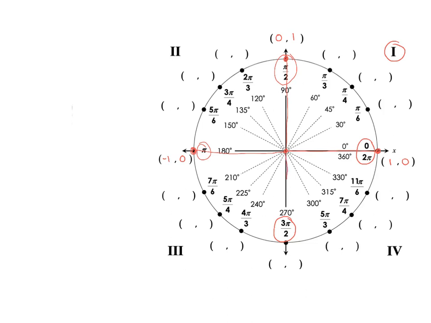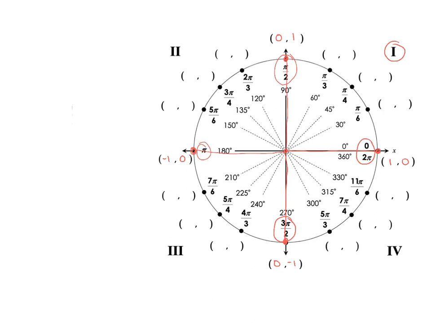3 pi over 2, same idea. We are a unit of 1 away. We've changed our y coordinate. That's going to be -1, but we have not gone left or right, so our x value is still 0. Okay, so we've got the quadrantal angles filled in.